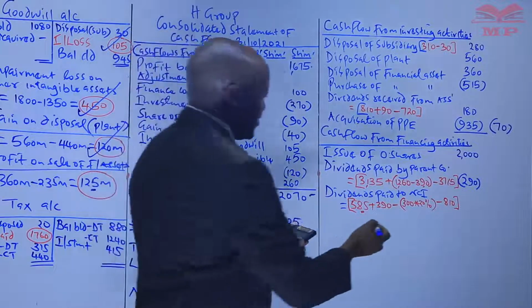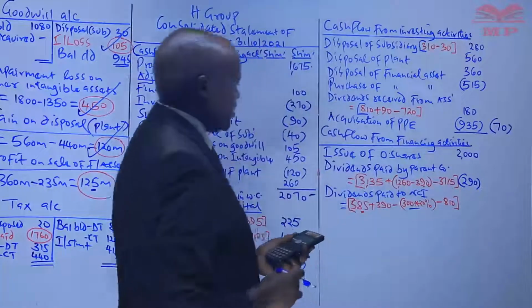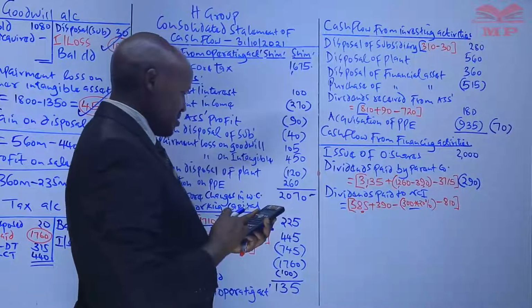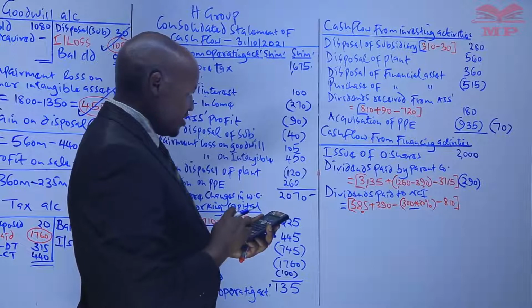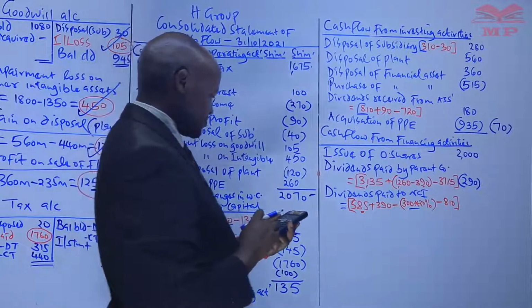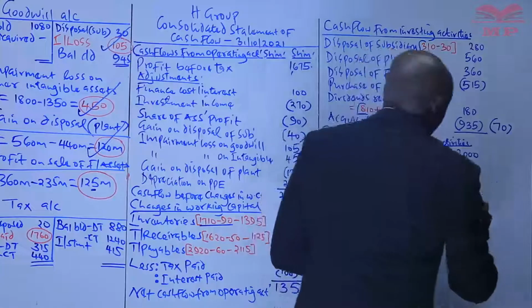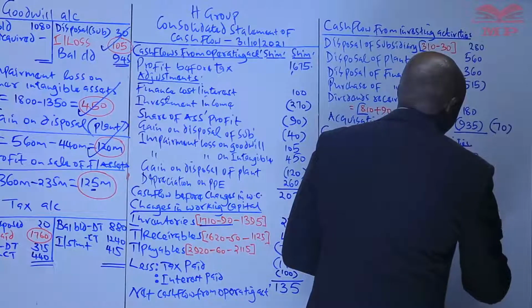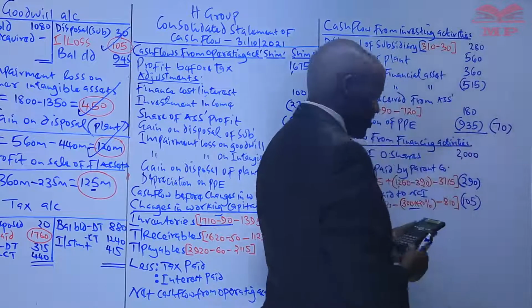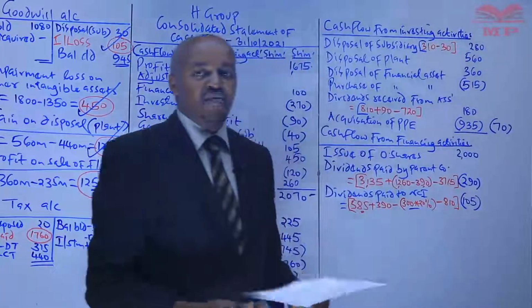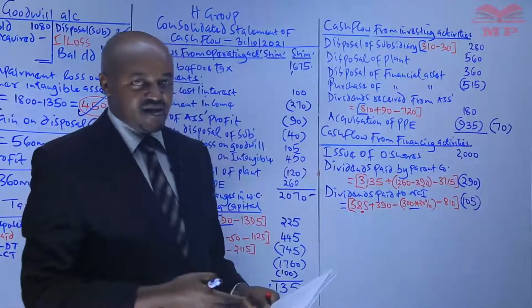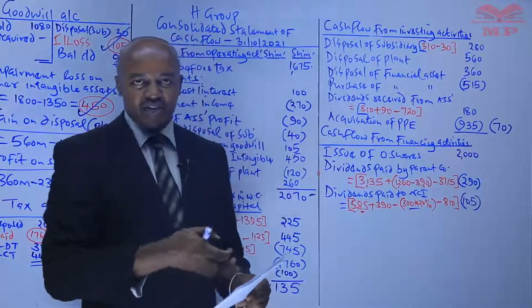minus, this will give us what? That should give us 60, minus 60, minus 810. That will give us what? 105. These are the dividends paid to who? To NCI. Dividends paid to NCI. That's how we determine that. I hope you can see where we have gotten all those items under the equity section.